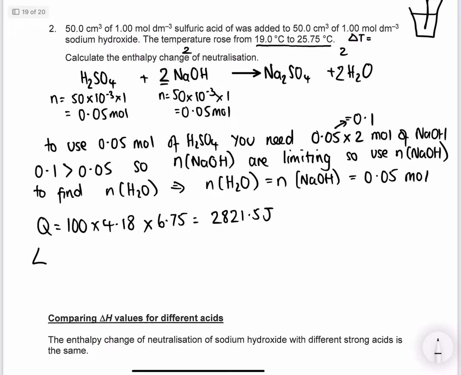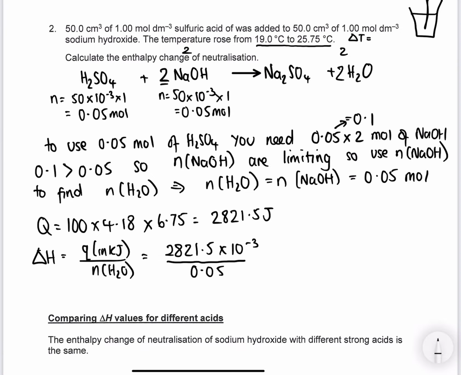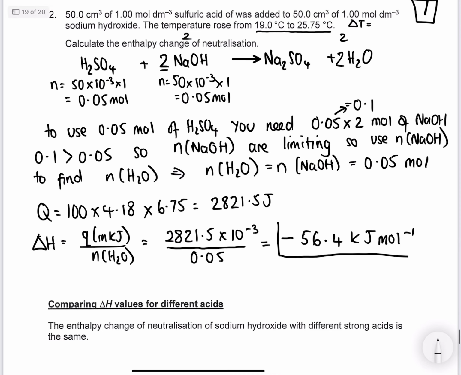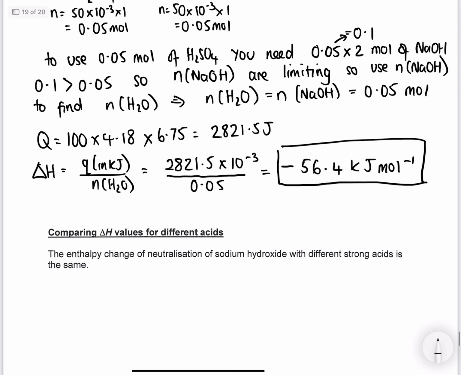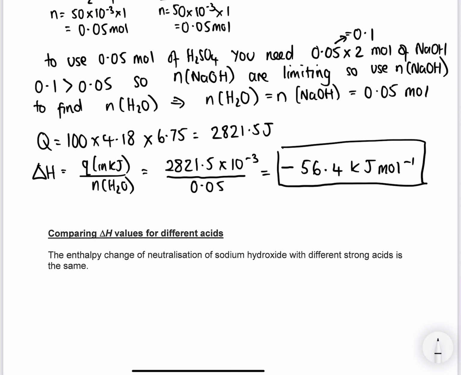Okay. Now, delta H we said is Q in kilojoules over moles of water. So that is Q into kilojoules, so divide by 1,000 or times 10 to the minus 3. Remember that for the moles of water, we use the limiting reagent to help us find that out. And so this is coming to 56.4 kilojoules per mole. And remember, we have to put the minus sign in because the temperature rose. We can see that that answer is very similar to the last one we got, because with an acid and an alkali, it's the same ionic equation.